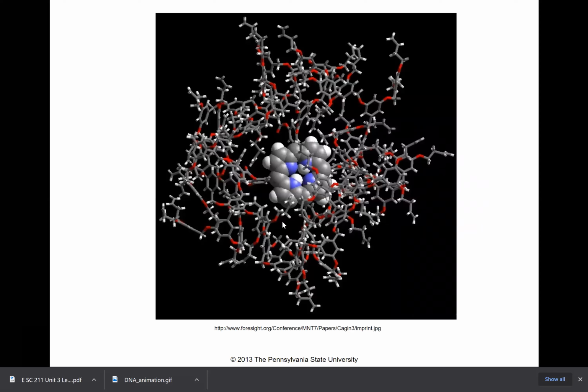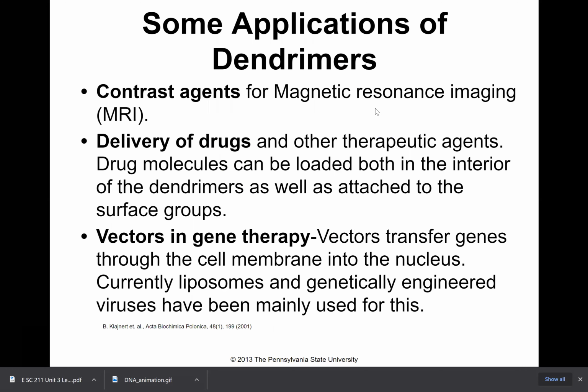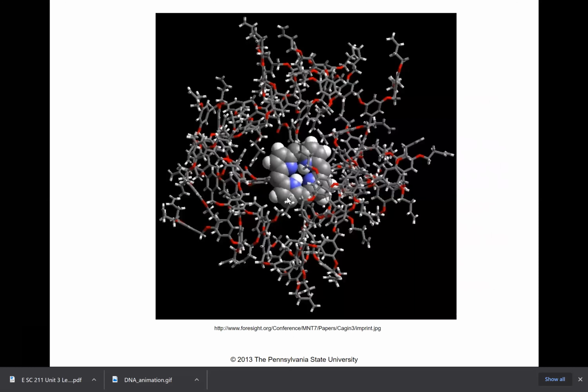Here's an example of a dendrimer, right? I'm not exactly sure what this specific thing is, but you can see that they have a different material contained in the center of this very large molecule. So some applications of dendrimers: contrast agents for MRIs, magnetic resonance imaging, delivery of drugs. We've talked about this before, and other therapeutic agents. The drug molecules can be loaded both in the interior of the dendrimer as well as attached to the surface groups. So in this case, this might be the drug material.